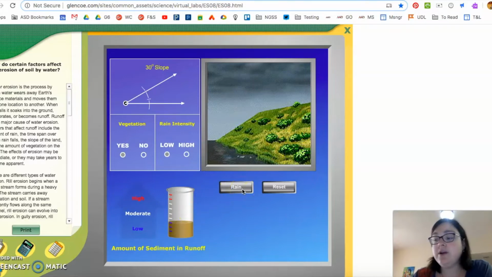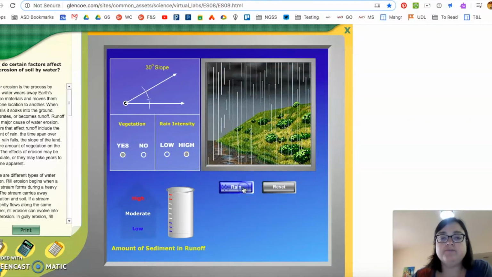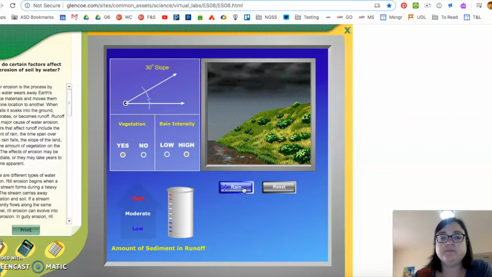Now we're going to compare and we're going to say, what if the rain was stronger? What if the rain was more intense? So I'm going to go ahead and reset and change this to high intensity rain. Now I'm going to fill it up. And as you can see, there was more runoff. There was more erosion. Now I'm in the moderate range and I count up again, one, two, three. So it's moderate three. So I should be able to look at this and say, does low intensity rain or high intensity rain cause more erosion? What do you think?